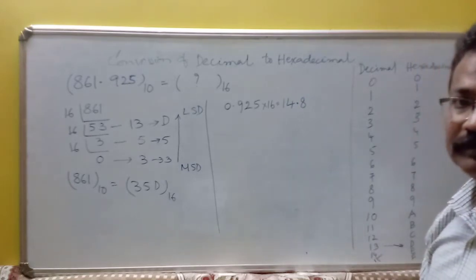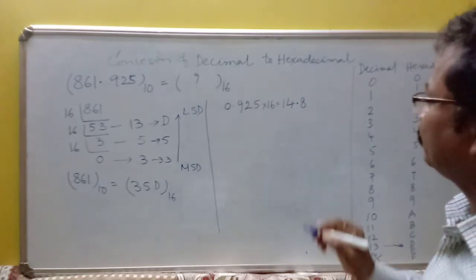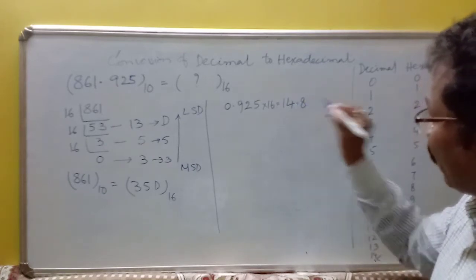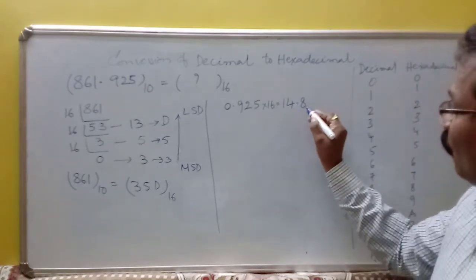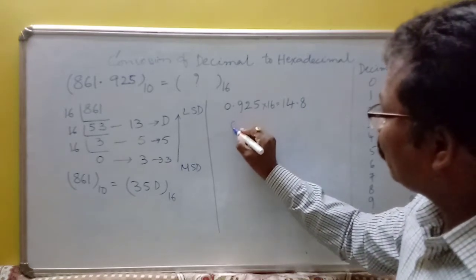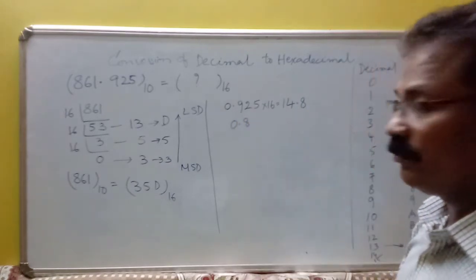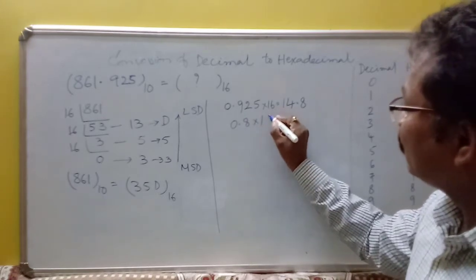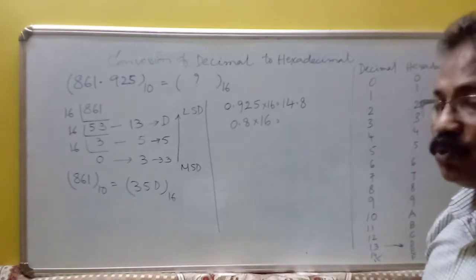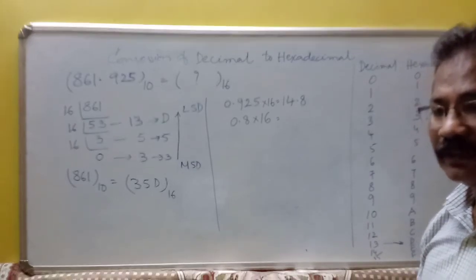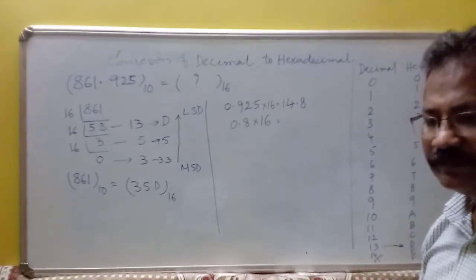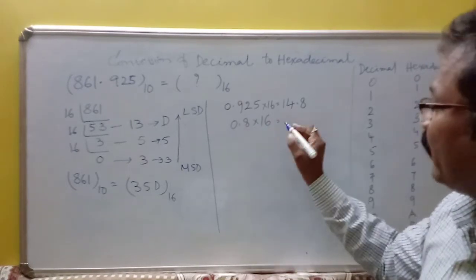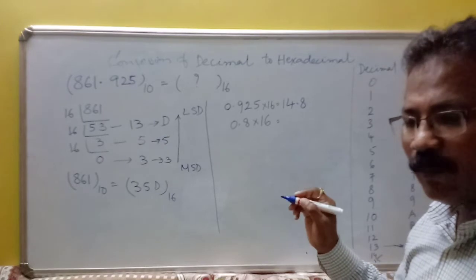14.8. Again, take the fraction part. Whatever the fraction part occurred, take that fraction part only, and that is to be multiplied with 16. Now what happens? 16 into 0.8 becomes 12.8.